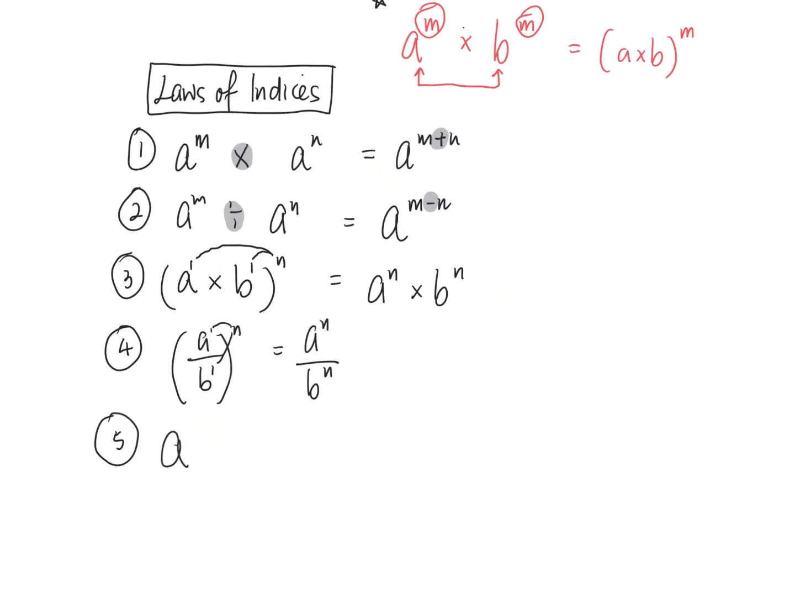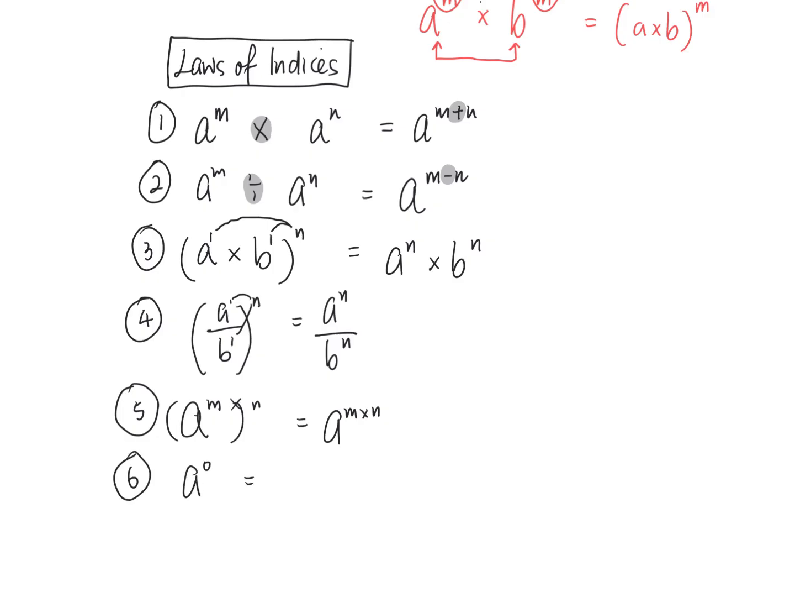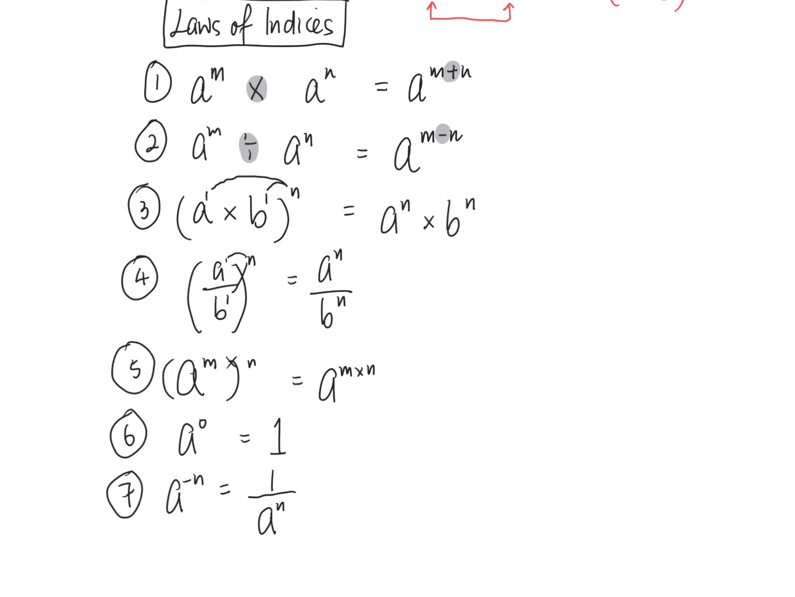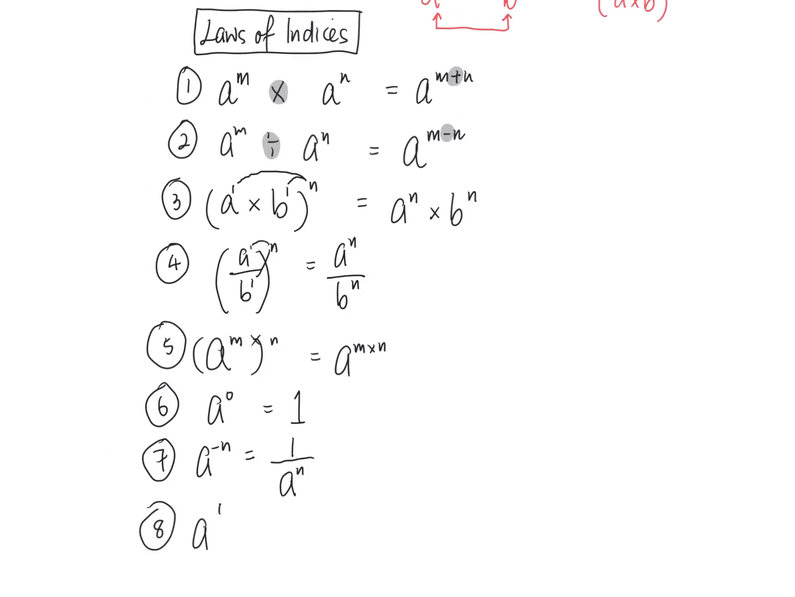5th one, if I have a to the power of m multiplied by itself n times, it's basically multiplying the power. So it's just m times n. Okay, and then the rest would be a to the power of 0. Anything raised to the power of 0 is 1. Anything with a negative power, I can always bring it down as a denominator and change to a positive power. And then one more is anything with a fractional index or fractional power, you can change it to the nth root.